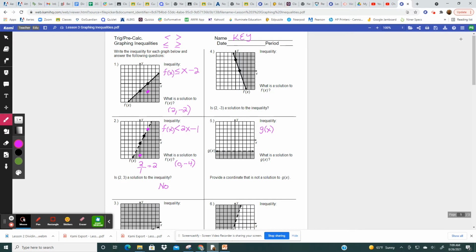Now, it's a dashed line, so it's going to be one of these two. And it's shaded below. It's underneath. Sorry, each of my examples has been a less than, but hopefully you guys get the hang of it from what I'm talking about. So this is going to be less than because it's below. There's no equal sign because it's not a solid line. And where is it crossing? It's crossing at negative 3.